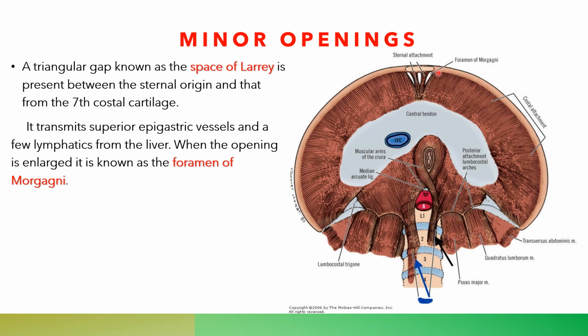So there is foramen of Morgagni in the diaphragm that comes under minor openings. A triangular gap which is known as a space of Larry present between the sternal origin of the diaphragm and that from the seventh costal cartilage. So what it transmits are the superior epigastric vessels and few lymphatics from the liver. So when this opening is enlarged, it is known as foramen of Morgagni.